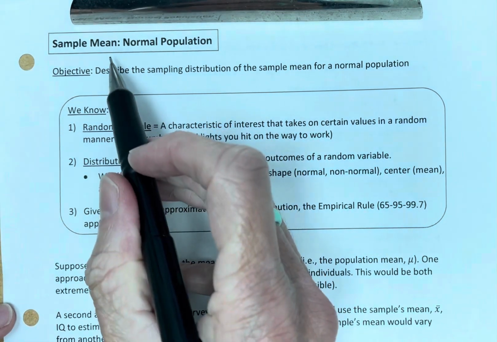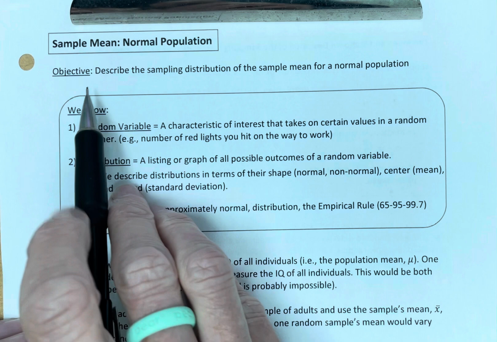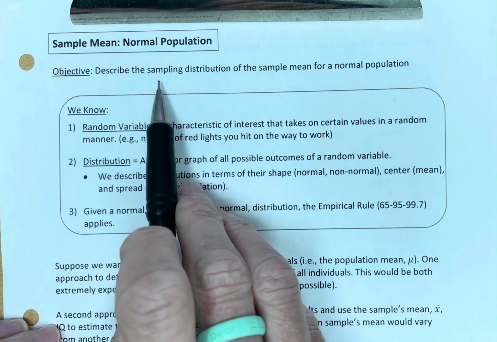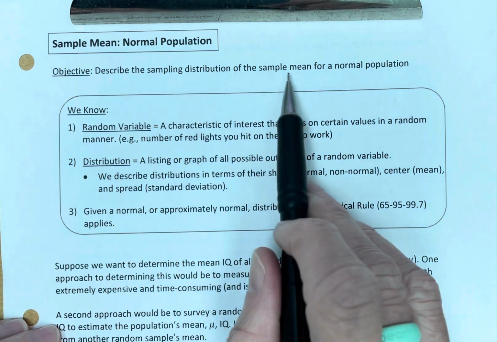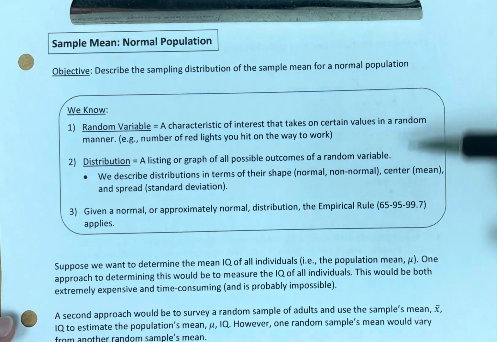The sample mean of a normal population. Our objective: we want to describe the sampling distribution of the sample mean for a normal population. Let's recall a couple of things we already know.